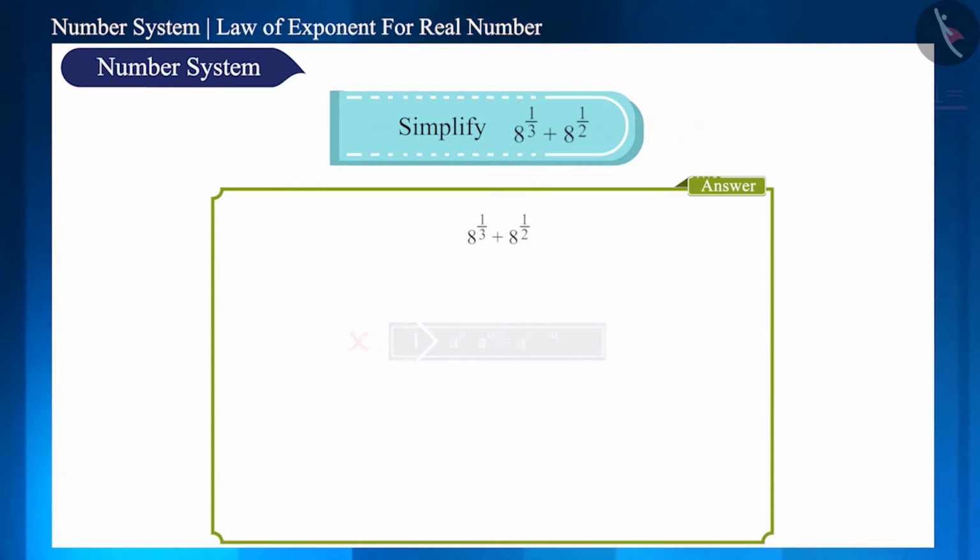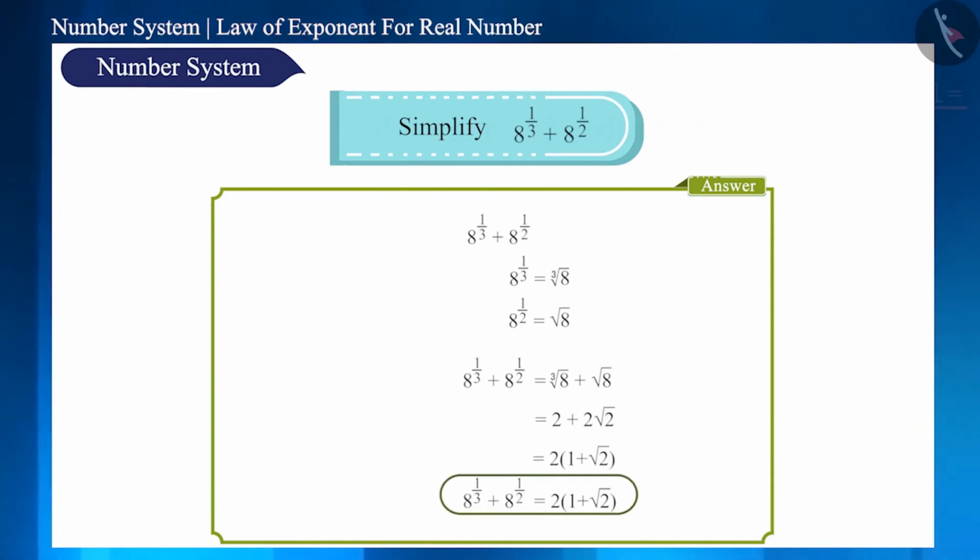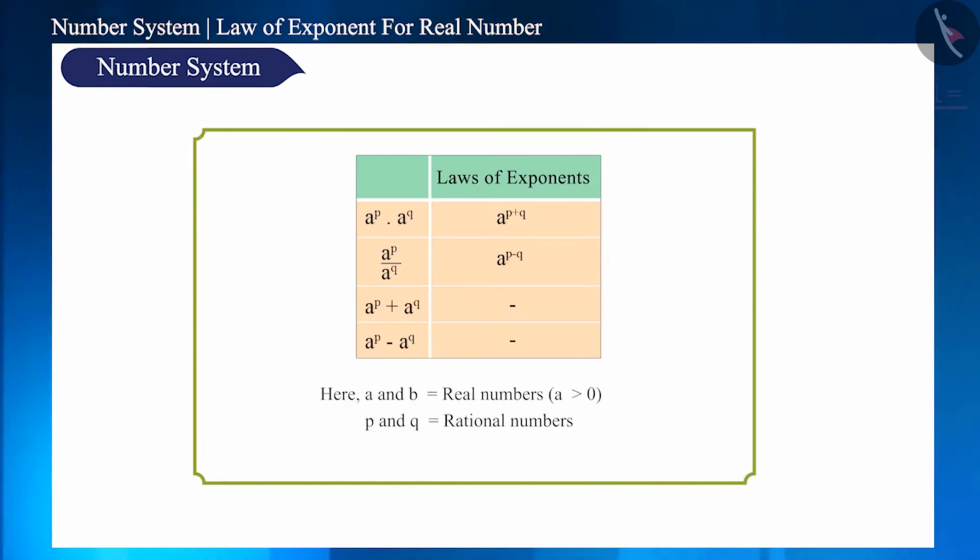The cube root of 8 is 2 and the square root of 8 is 2 root 2. We can write it as 2 multiplied by 1 plus root 2. Only when there is a sign of multiplication or division, we can use this rule, not when there is a sign of addition or subtraction.